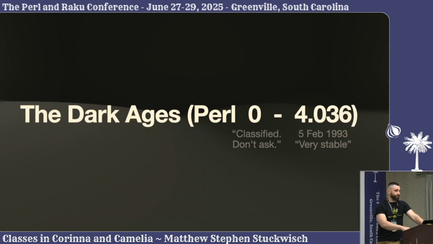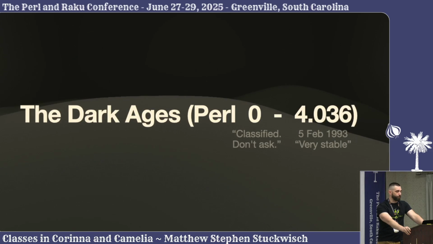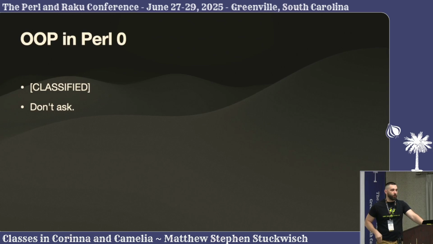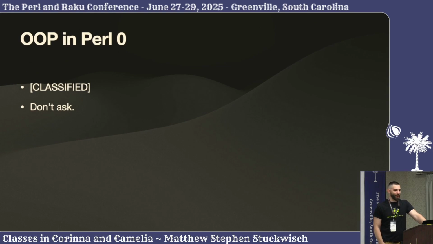So we'll start by going over the history of classes and object-oriented stuff in Perl. We'll go initially from the Dark Ages. So what do we have for OOP in Perl 0? Well, if you go to perlhist in perldoc, this is the description of Perl version 0. It just says classified. Don't ask.